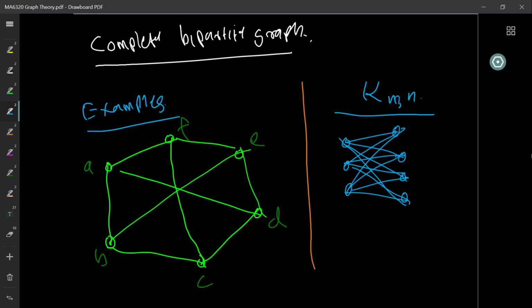So here is an example graph A, B, C, D, E, F. I want you to look at this graph and find a partition of the vertices into two sets such that it is a bipartite graph, and verify whether it is a complete bipartite graph or not. So you can think about this question. You verify if it is complete bipartite.